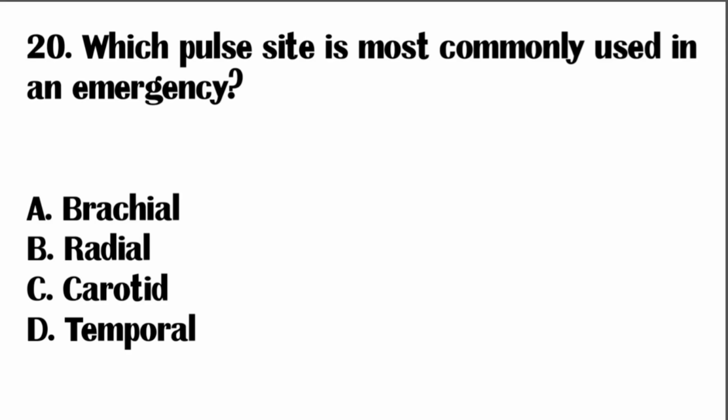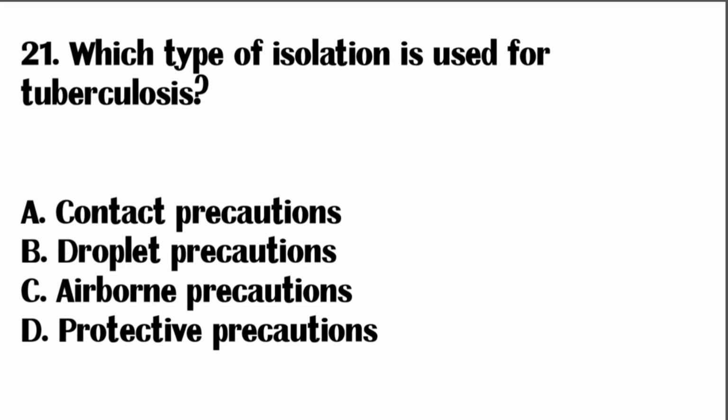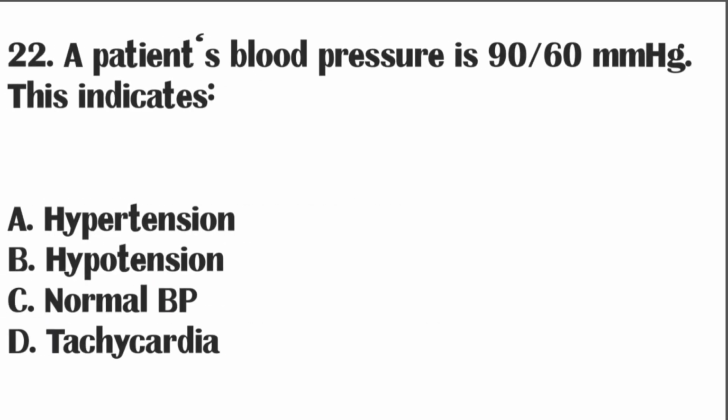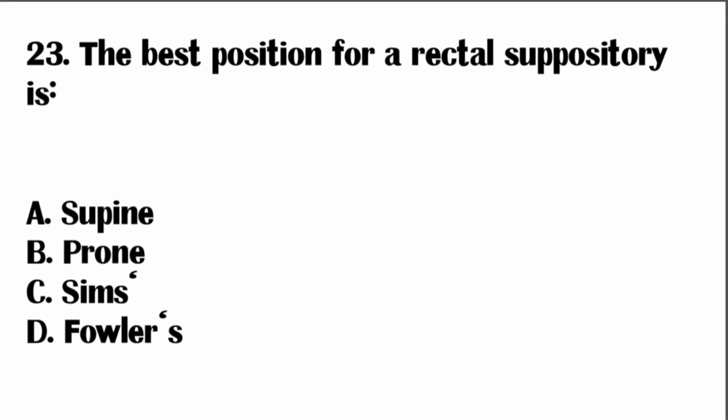Next question: which pulse site is most commonly used in an emergency? Correct answer: carotid. Next question: which type of isolation is used for tuberculosis? Correct answer: airborne precaution. Next question: a patient's blood pressure is 90 over 60 mmHg. Correct answer: hypotension. The best position for a rectal suppository is.